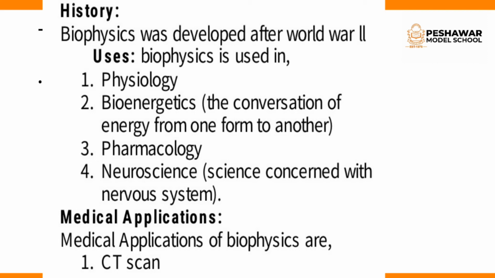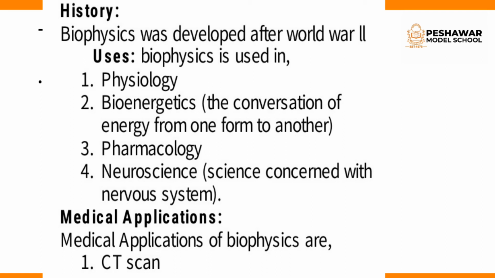What do you mean by bioenergetics? The conversion of energy from one form to another is known as bioenergetics. Whenever in the human body, everywhere, one form is converted into another, as chemical energy is converted into food energy, or potential energy is converted into kinetic energy, this is known as bioenergetics. Whenever a transformation occurs inside the living body, this is known as bioenergetics. It is used in pharmacology. Medicines are made, and these medicines have effects on the human body, on how they affect our physical functions.